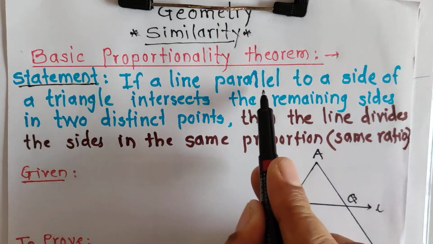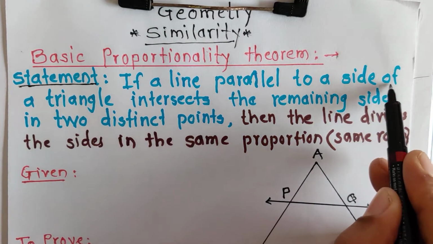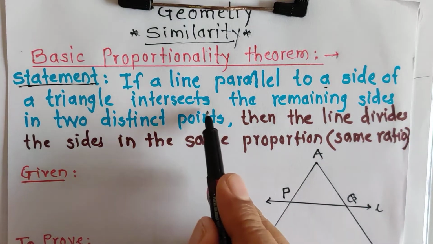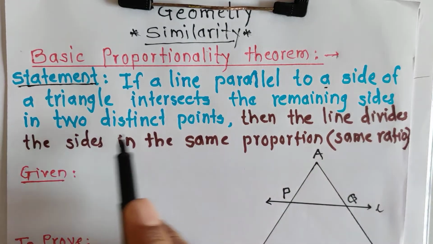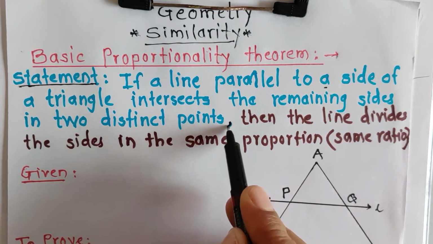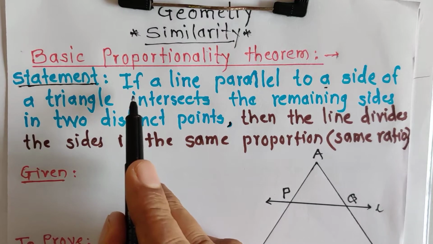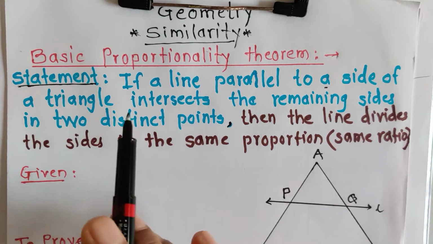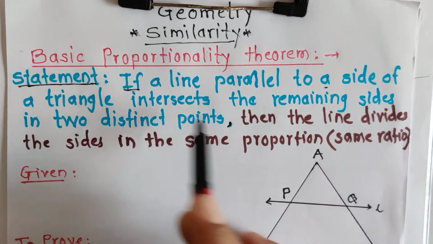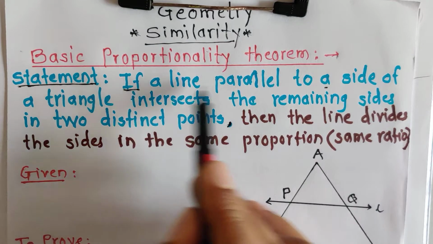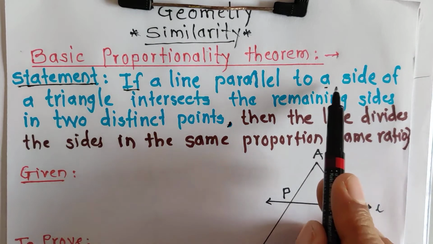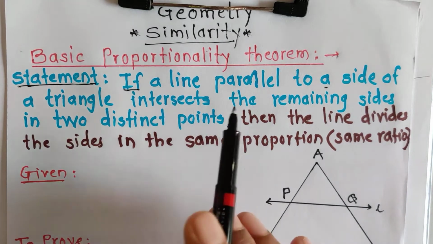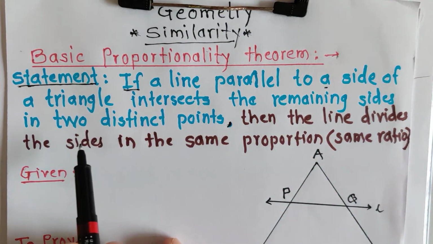If a line parallel to a side, means one side, of a triangle intersects the remaining sides in two distinct points. So this is the first part of this theorem. The statement which is after 'if' is called the given. So up to this point, this is the given. It means a line is parallel to one side of any triangle and intersects the two sides in distinct points.